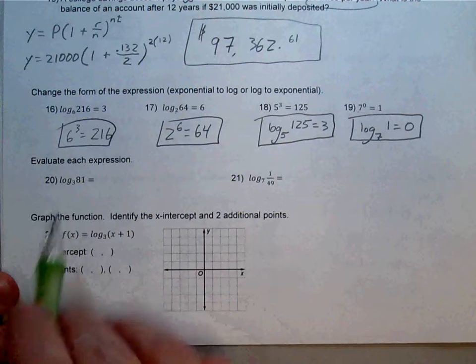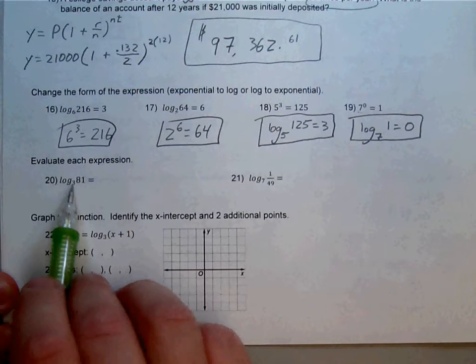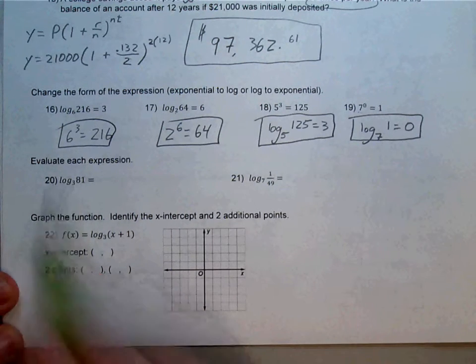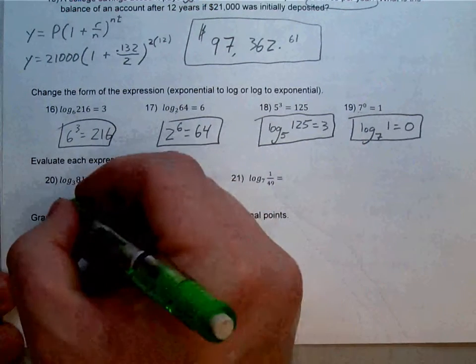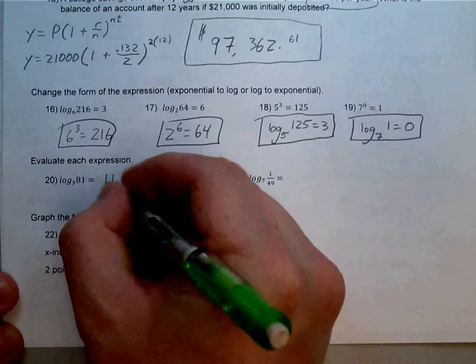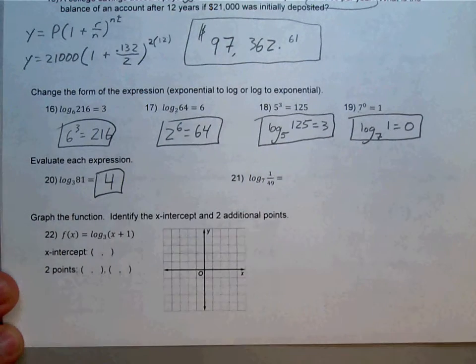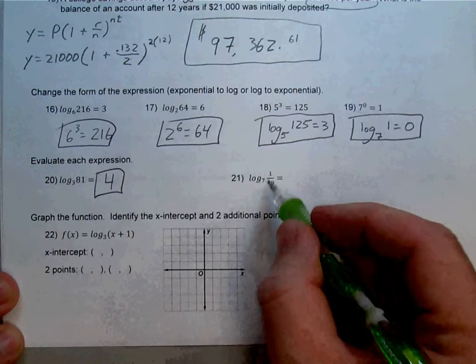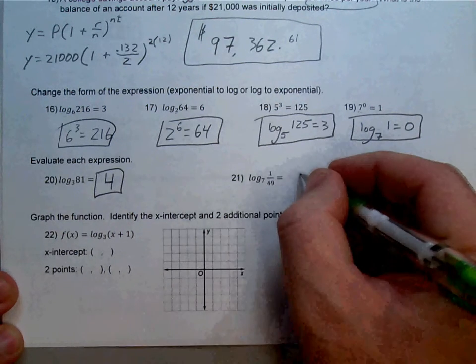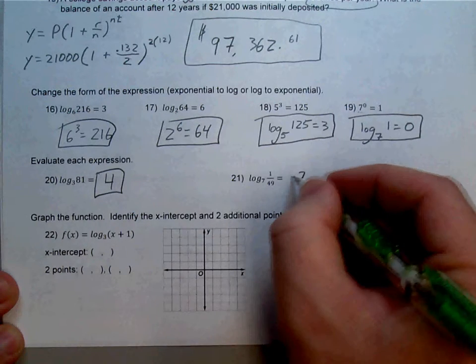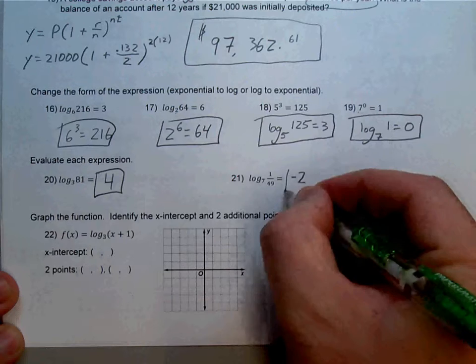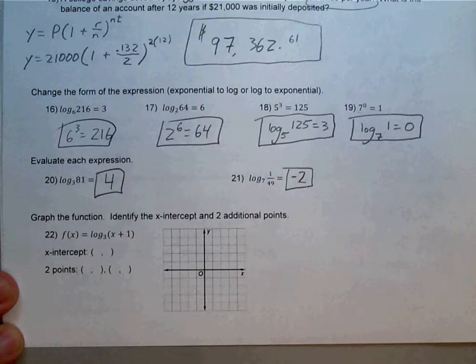Now in numbers 20 and 21, they want us to evaluate. So they're saying here, number 20, 3 to some power is 81. Well, 81 is 3 to the 4th. So 4 is our answer. 3 to the 4th is 81. Here, 7 to some exponent is 1 over 49. Well, to get from 7 to 49, your exponent had to be 2. 7 squared is 49. But because it's in the denominator, the exponent had to be negative. So our answer is negative 2. 7 to the negative 2 is equal to 1/49.